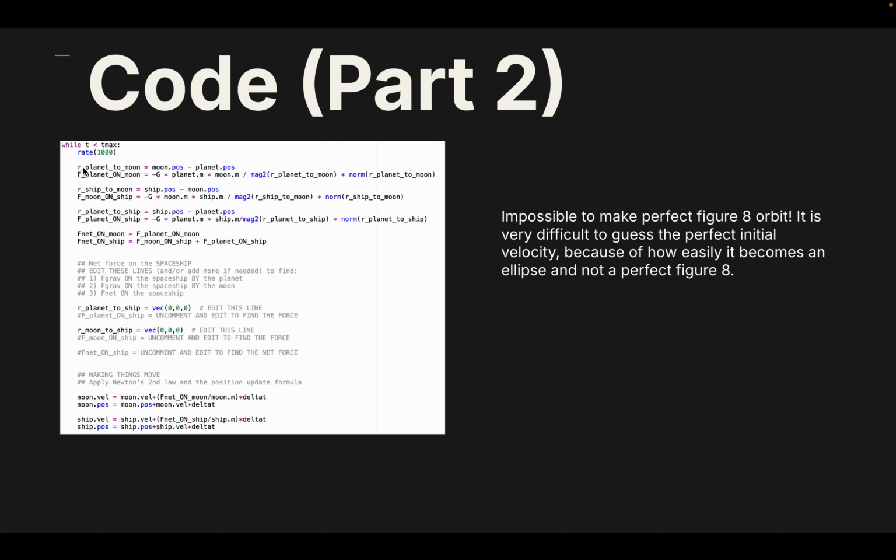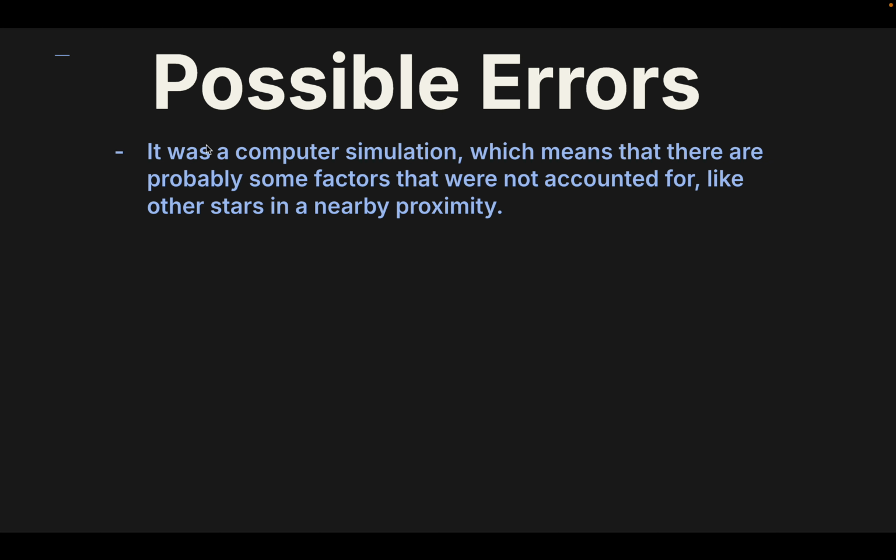We have the distance from the planet to the moon, the force of the planet acting on the moon, the distance of the ship to the moon, the force of the moon acting on the ship, the distance of the planet to the ship, and the force of the planet on the ship, the net force acting on the moon, and the net force acting on the ship. Down here we have some constraints to apply Newton's second law. So we have the velocity of the moon, the position of the moon, the velocity of the ship, and the position of the ship.